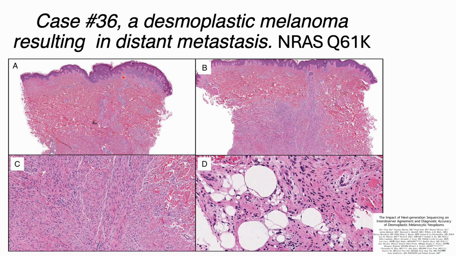So here's an example of a desmoplastic melanoma that we know is exhibiting malignant behavior because it resulted in distant metastasis. A pretty subtle tumor with a fairly bland conventional melanocytic component, and then a more infiltrated but very bland spindle cell component, and infiltrated periphery with fat necrosis. This tumor turned out to have an NRAS Q61K driving mutation, as well as some other mutations that helped diagnose it as melanoma.